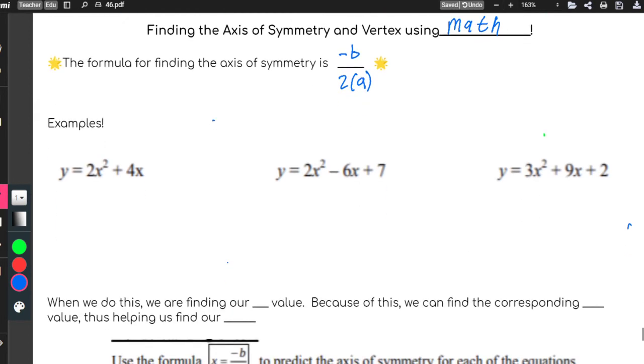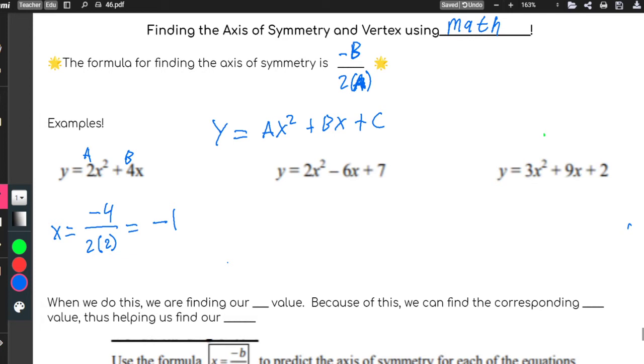So if we remember our standard form for a quadratic function, it is y equals ax squared plus bx plus c. These are the values you would plug in, so I'm going to make them capital to make them a little easier to tell the difference. So to find the axis of symmetry for these functions, we have our a equals 2 and b equals 4. So we'll have negative 4 over 2 times a, which is 2 times 2. So x equals negative 1.